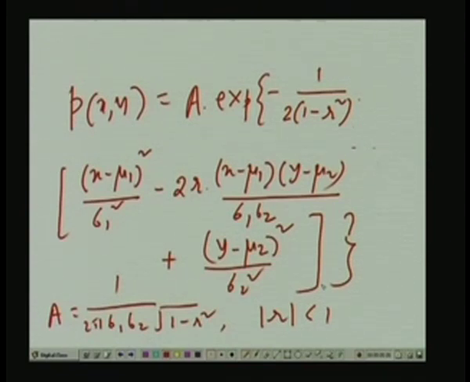Now, how do you show this? How do you show that under such case x and y both are also individually Gaussian random variables with means mu1 and mu2 respectively, variances sigma 1 square and sigma 2 square respectively. For that, I just consider this quantity.